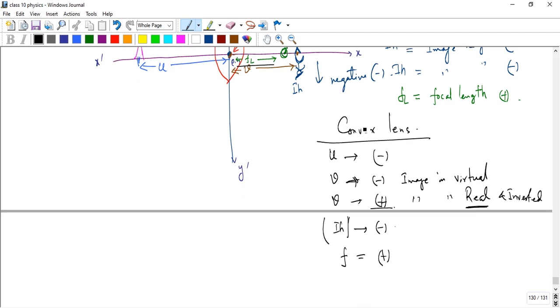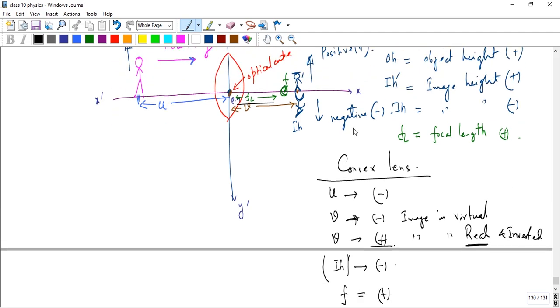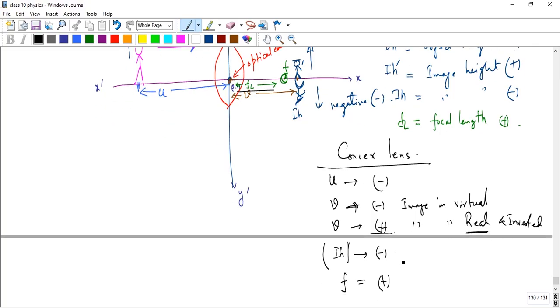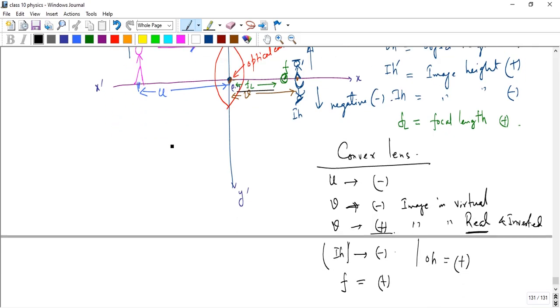Now the object height. We know the object height is always positive. There is a convention rule that the object is always placed in front of the lens, on the minus x line. That is why the object height is always positive.